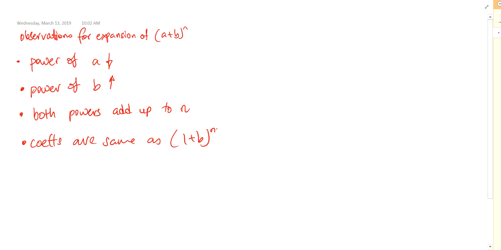Okay, any more that you noticed? Any more? Positive, then symmetrical. Okay, positive, symmetrical, yes. How about the number of terms? How many terms are there? N plus one. Okay, whatever the power is, plus one, I get the number of terms, right? Yes. These are the observations that I also had.